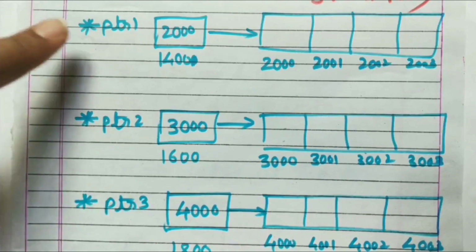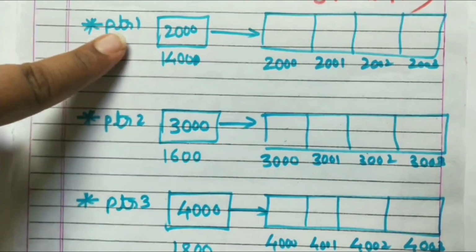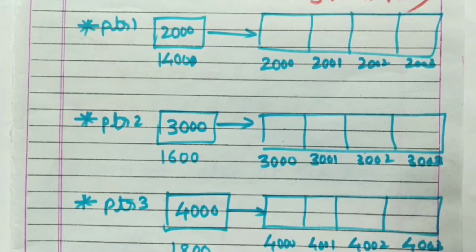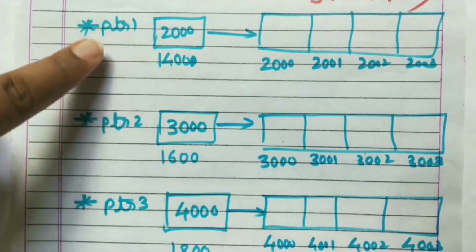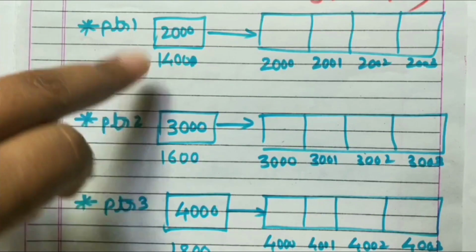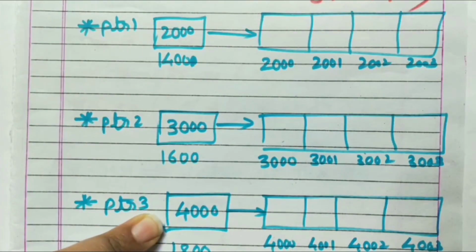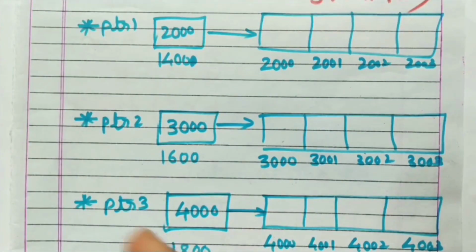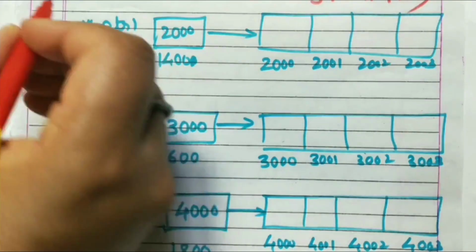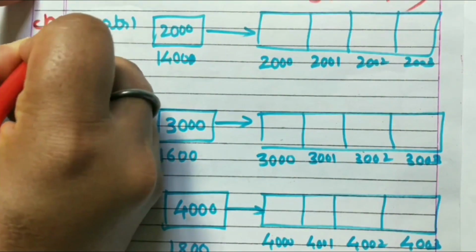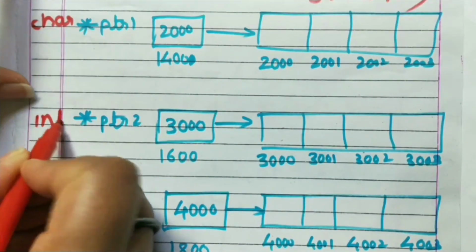Now, if we dereference the pointers ptr1, ptr2, and ptr3, how will the compiler know how many bytes of data it has to access? These three are pointer variables that have stored the initial addresses 2000, 3000, and 4000, but they don't know how many bytes of data to access. So it is necessary to declare the data type, so that the compiler will know how many bytes of data it has to access.